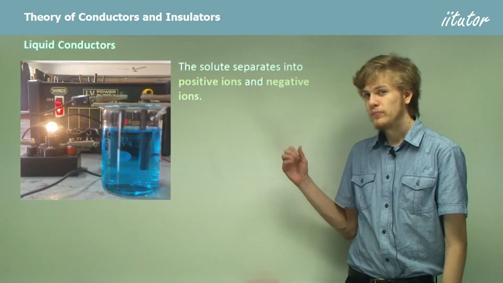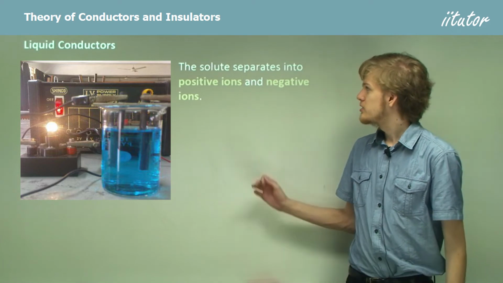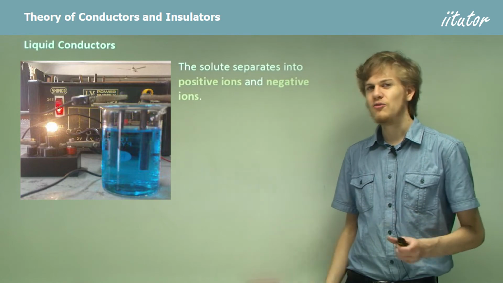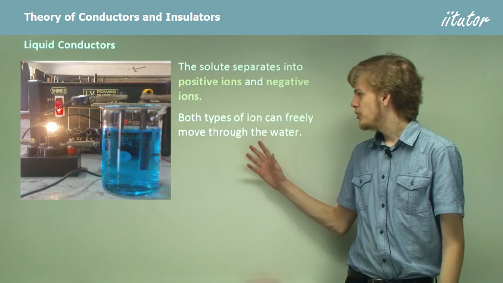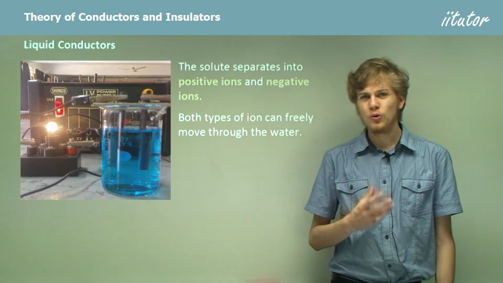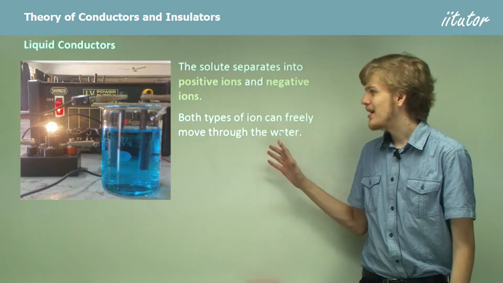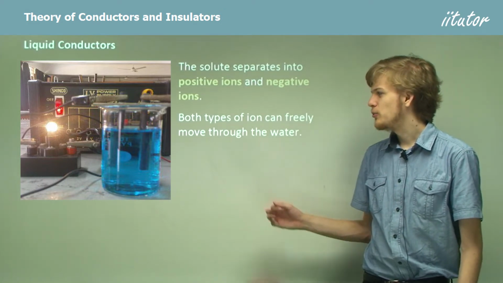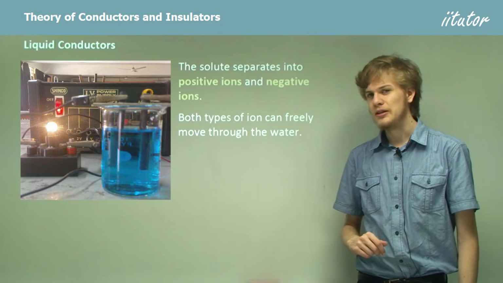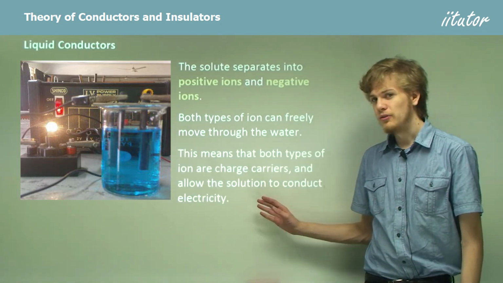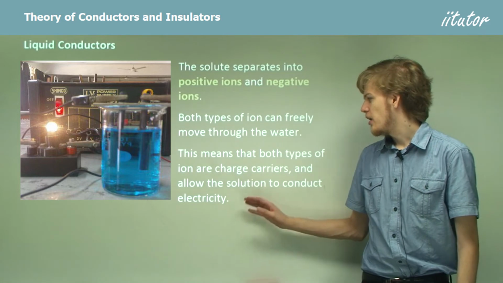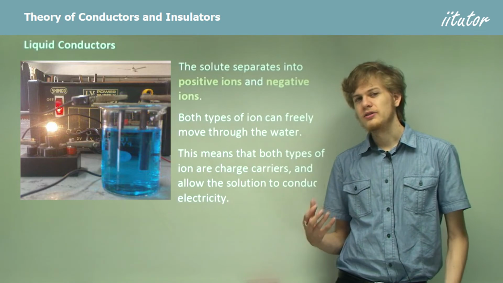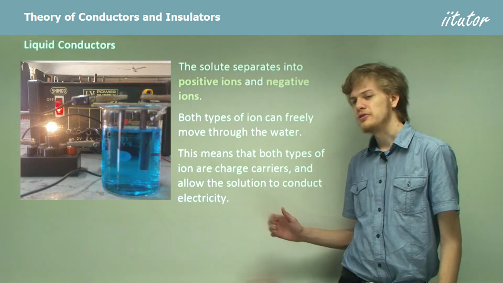So the solute, that is, the thing that we dissolve, separates into positive ions and negative ions, assuming that it was uncharged in the first place. So both types of ion are freely able to move through the water, right? And this means that they can act as charge carriers. We can see in this photograph over here that we have a container filled with blue liquid that is conducting electricity. So both types of ion, the positive ions and the negative ions, are able to carry charge through the liquid and allow the solution, that is, the dissolved stuff in water, to conduct electricity.